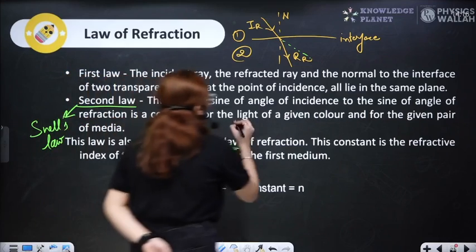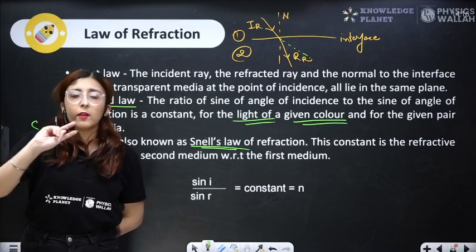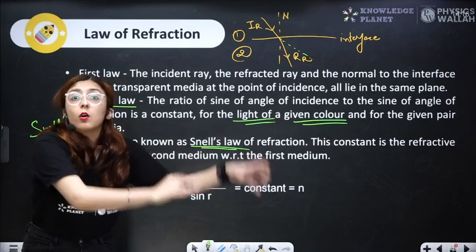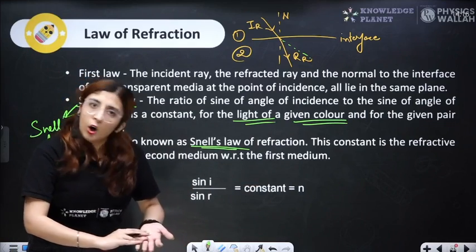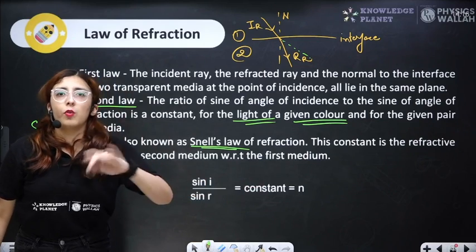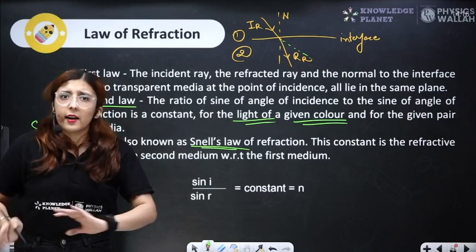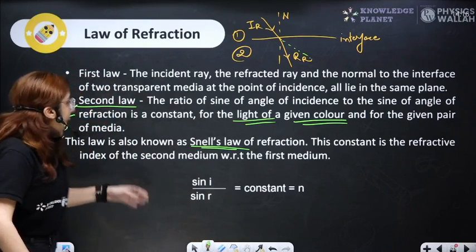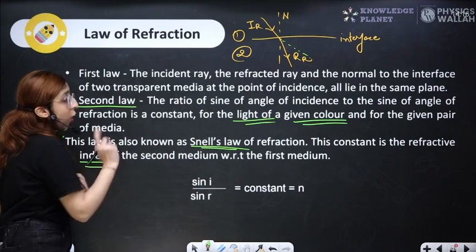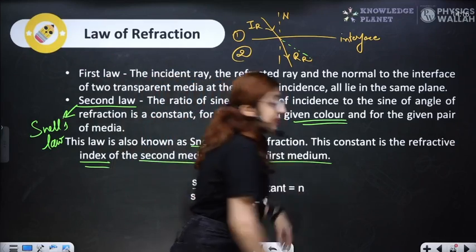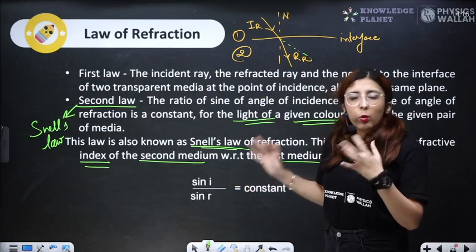Moreover, for a light of a given color, if you change the light to any other color, there will be some other constant. That will also be a constant, but a different constant. You cannot say, okay ma'am, the constant is 2, for everything it would be 2. No, if you change the mediums or change the light, it is another constant. And this law is Snell's law. This constant is nothing but the refractive index of the second medium with respect to the first. Now, what is the second medium, what is this first medium? That we are going to understand, what exactly is happening.